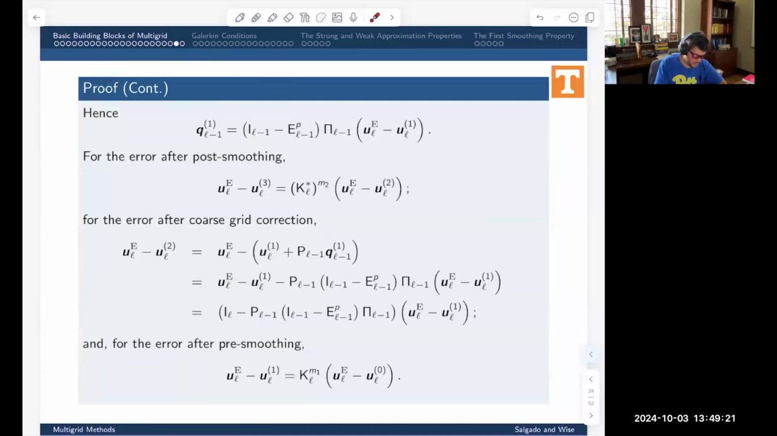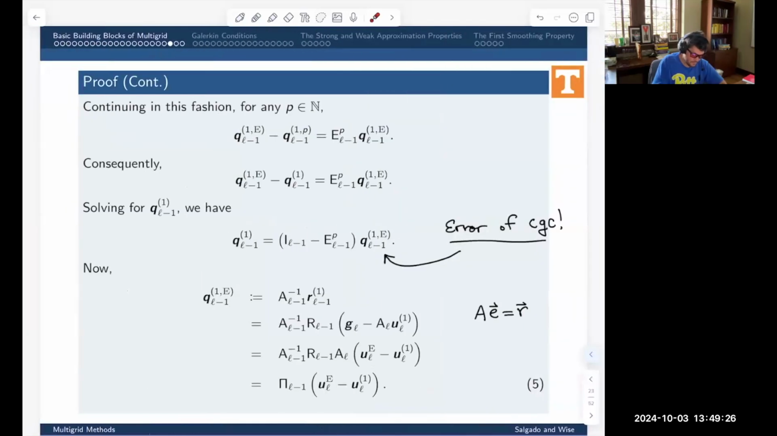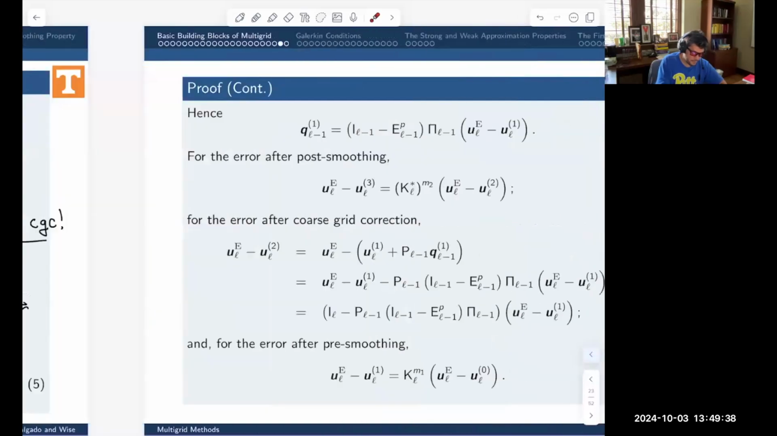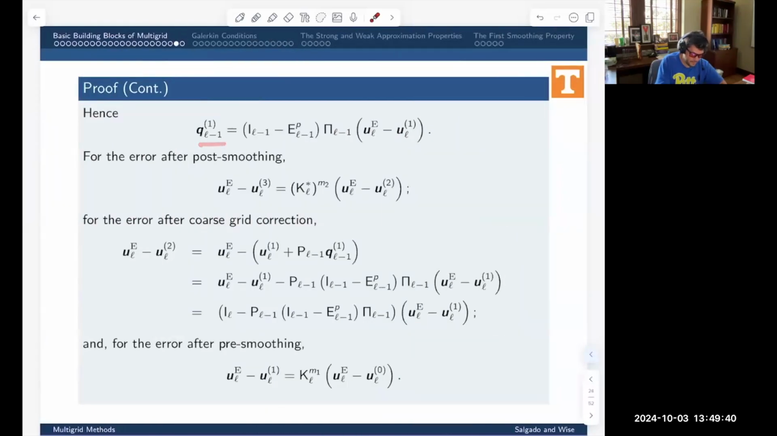Okay, so now what we've done is define this so we can put that in here. If I multiply this times that, it just gives me the Q_{L-1}^1 vector. So there's the error vector, or the error matrix, for our coarse grid correction. This is the error we make by not solving the coarse grid correction exactly. And we have this pi_{L-1} times our error.